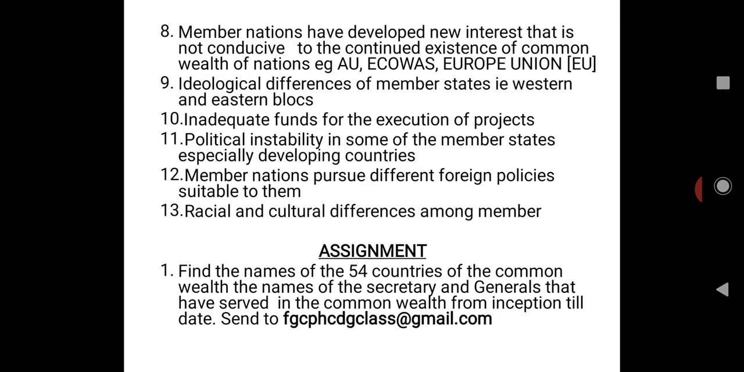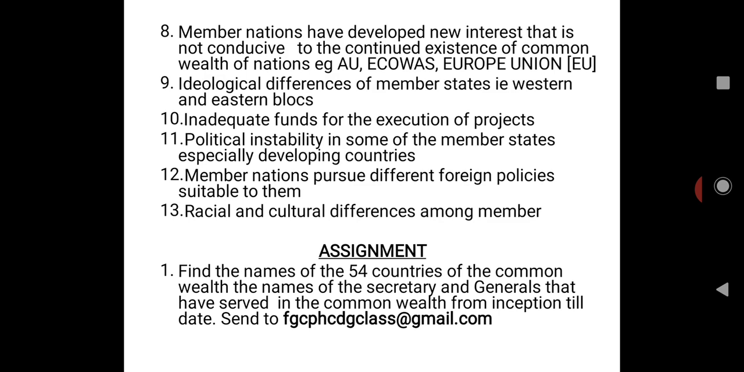Finally, we also identify that there are racial and cultural differences among member states, despite the fact that it was in their conditions of membership. There shouldn't be any form of racial or cultural differences among members, but still, it was identified as one of the problems that faces the Commonwealth of Nations.